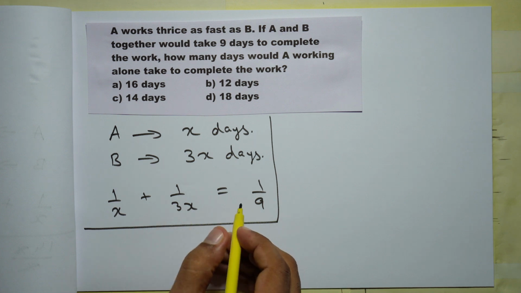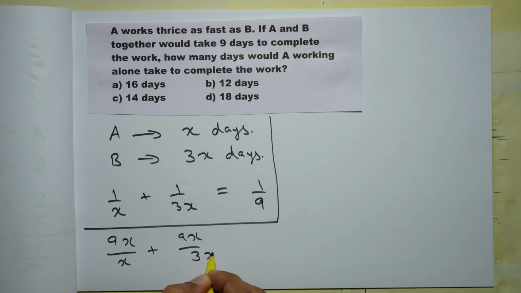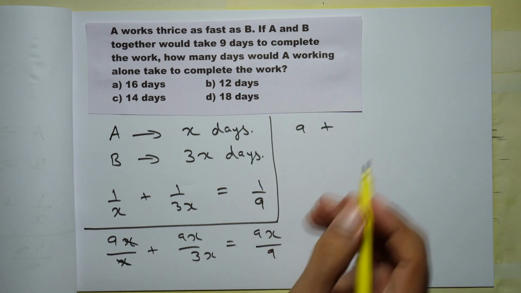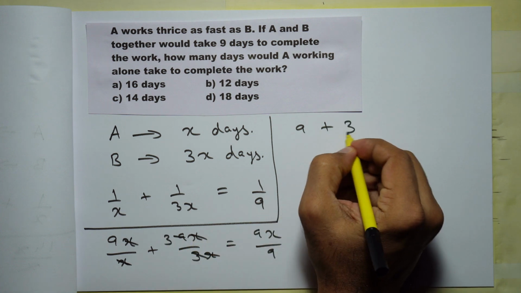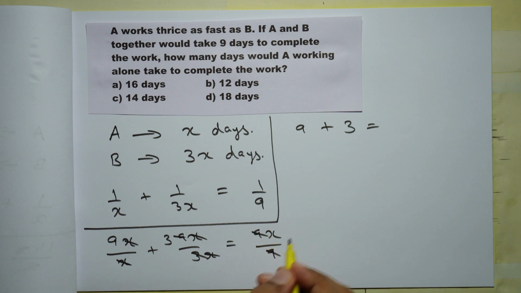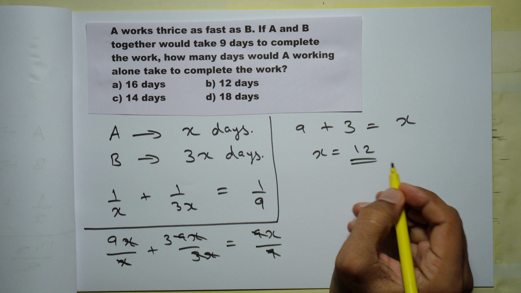So we'll multiply by 9x, so all the denominators will go off. So 9x by x plus 9x by 3x is equal to 9x by 9. Here x and x cancel out, that will be 9. x and x cancel out, here 3 divides 3 times. 9 plus 3 is equal to 9, and 9 cancels out, so you will get x. So x is equal to 9 plus 3, 12.